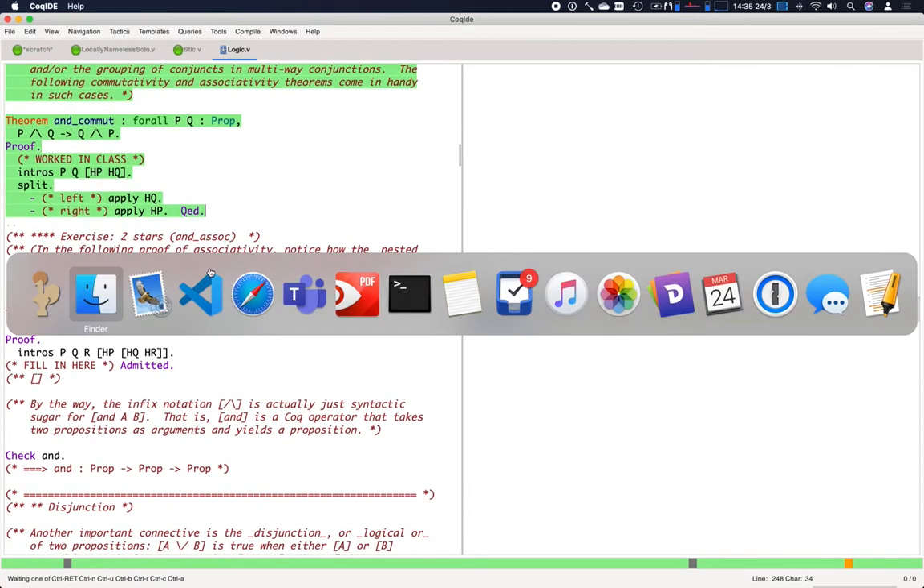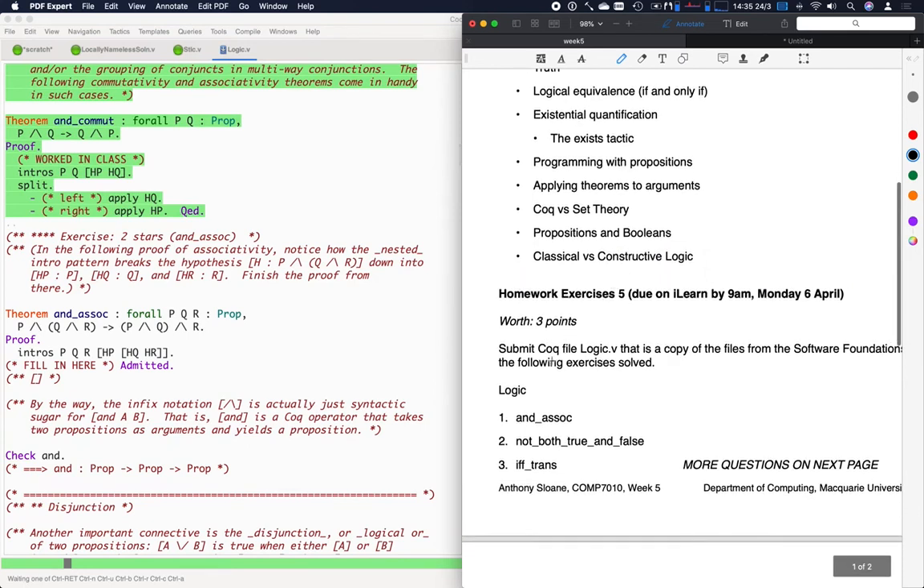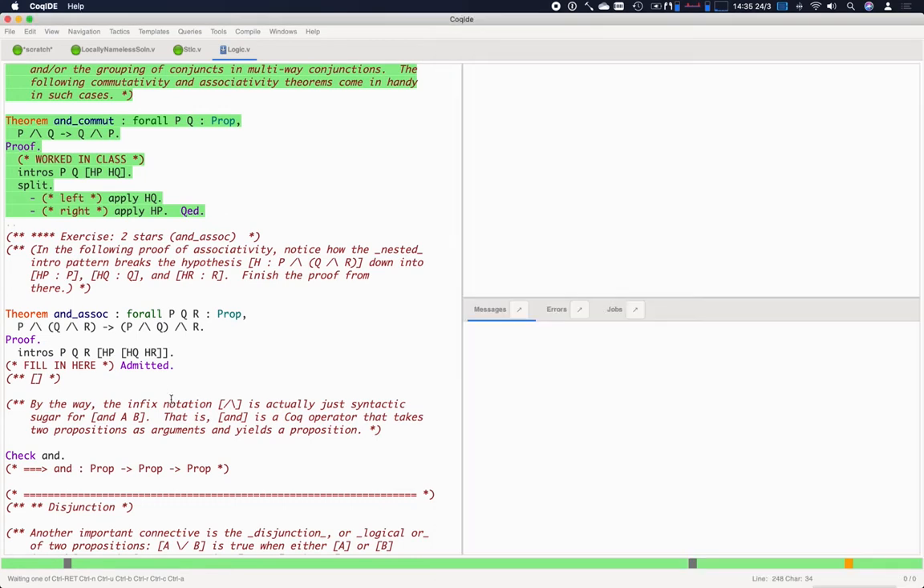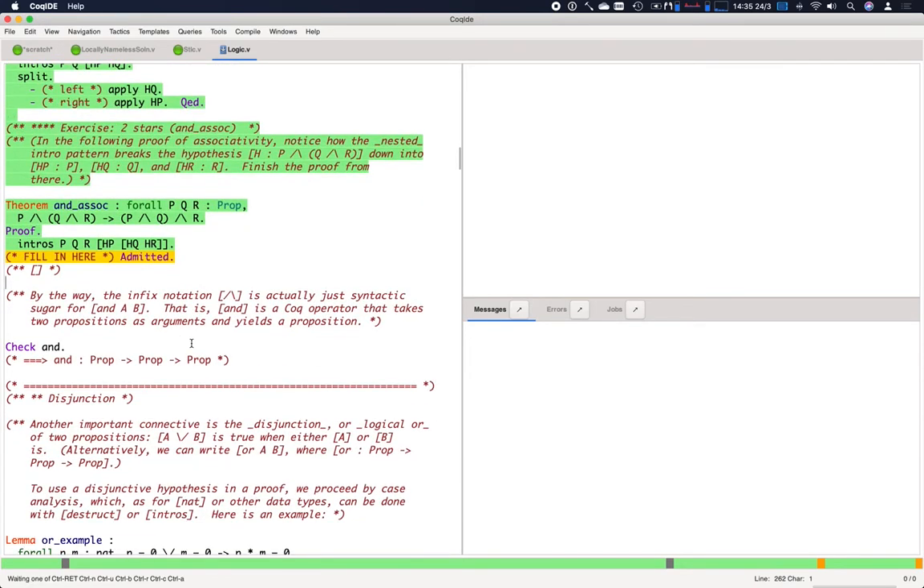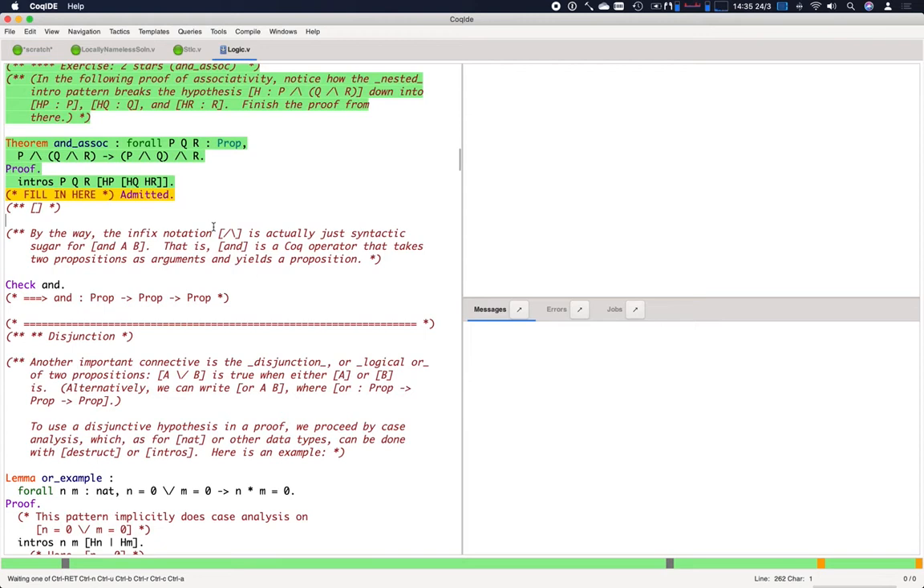And if we go to the homework, this is one of the homeworks for this week. We haven't seen definitions and things here, but basically the AND notation that we've been using is just syntactic sugar for the AND constructor in this case. So you can see that the type of AND is something that takes two props and builds a prop. So that's what we would expect.